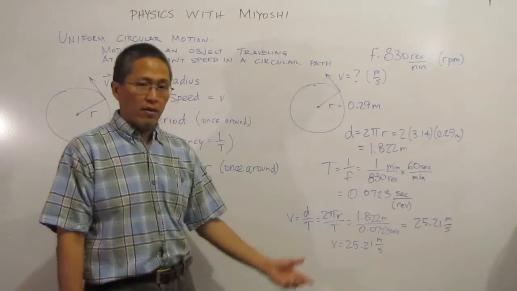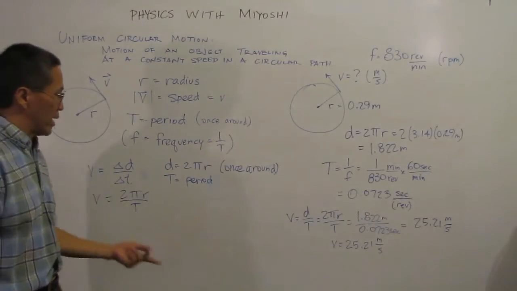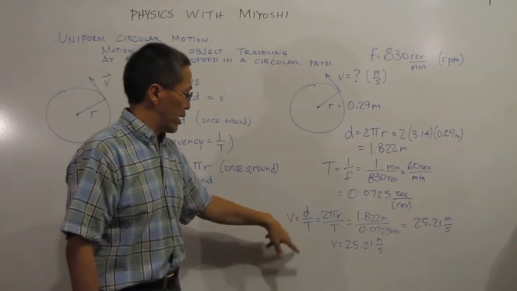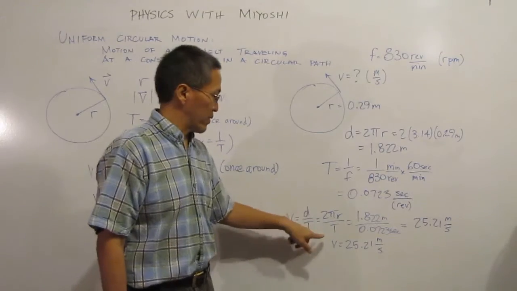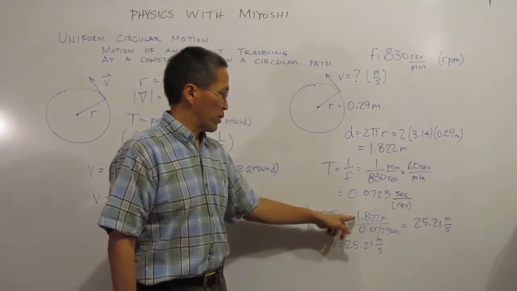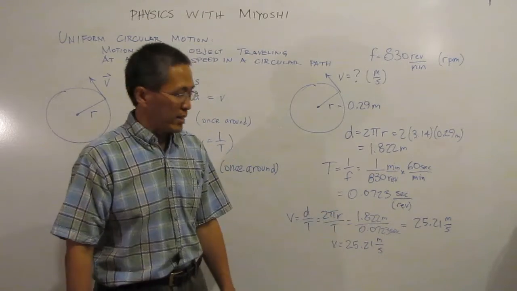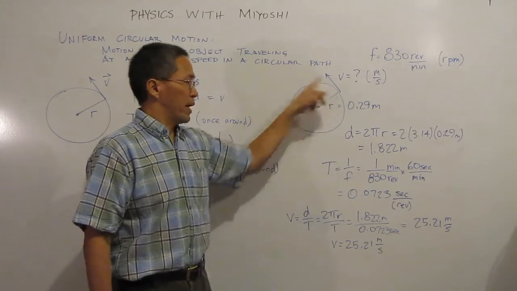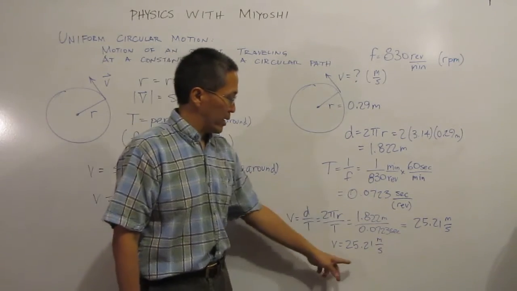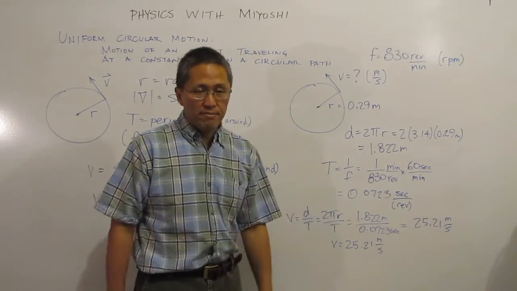Okay? So if I think back again to my kinematic equation, I have speed is distance over time, or my circumference divided by my period. So I end up with 1.822 meters divided by 0.0723 seconds. And I end up with my speed of a point on my tire going around at 25.1 meters per second.